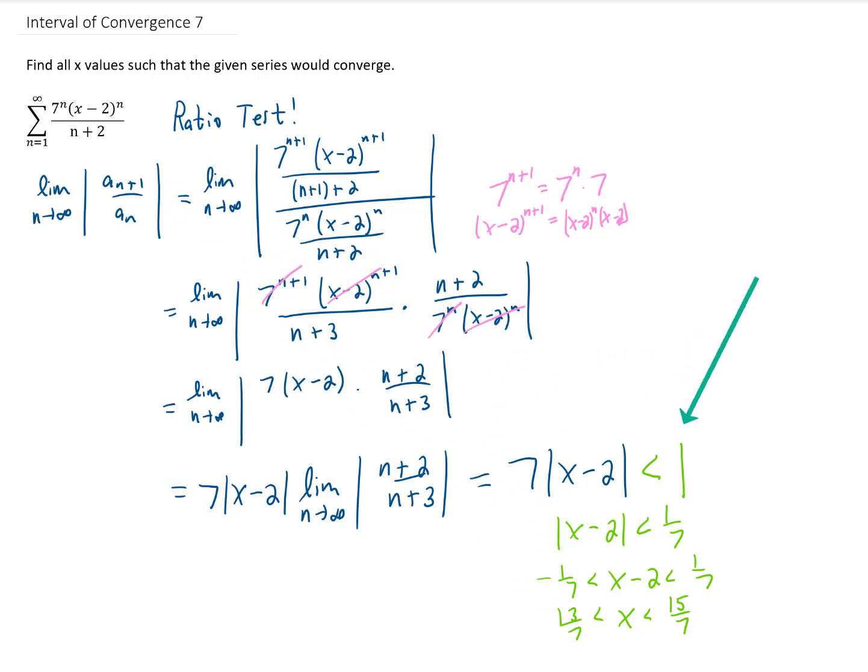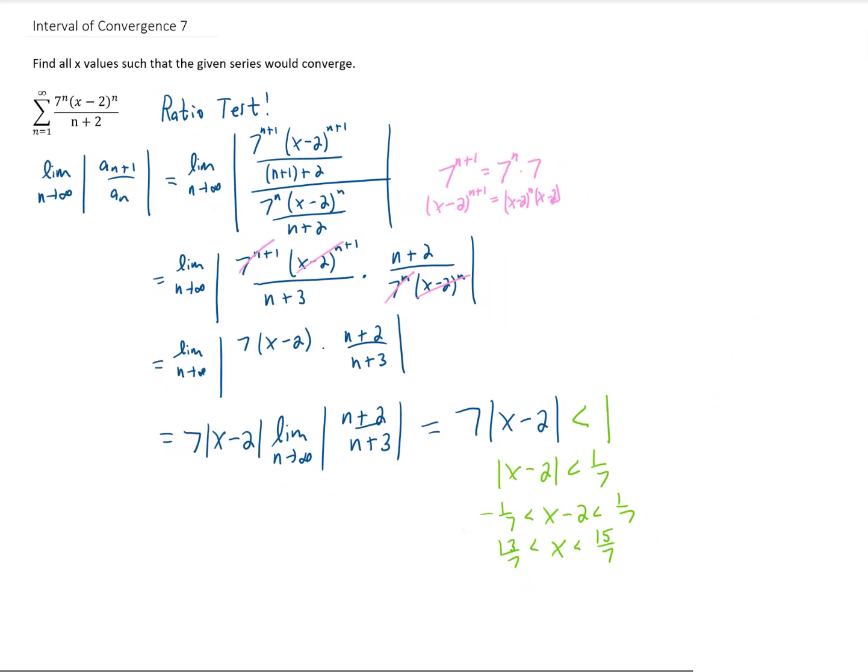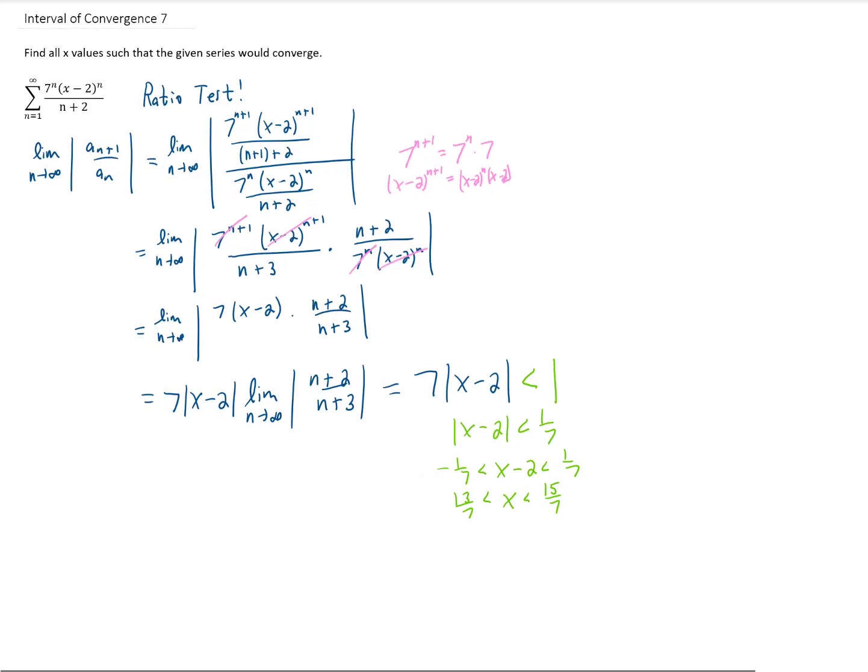Now the ratio test is inconclusive if this limit happened to equal 1. So the ratio test tells us nothing about the endpoints, 13/7 and 15/7. So what we have to do next is test the endpoints by plugging those x values into this original series and seeing what happens.